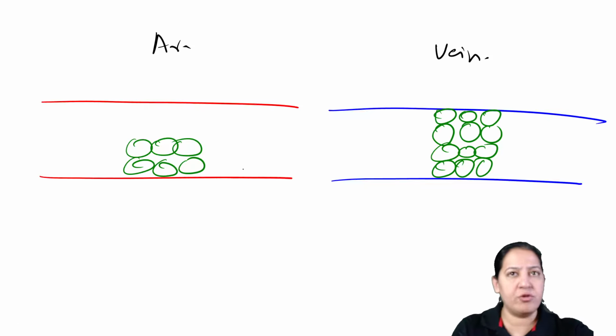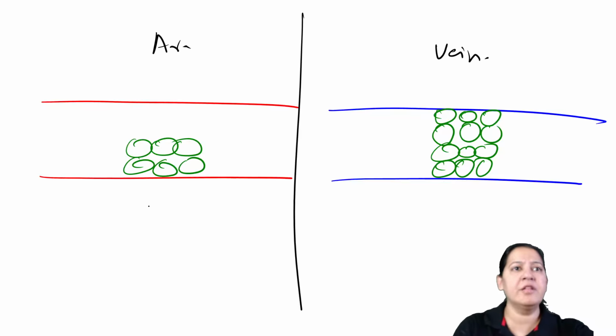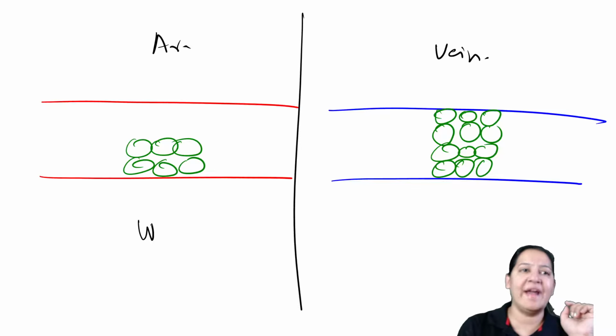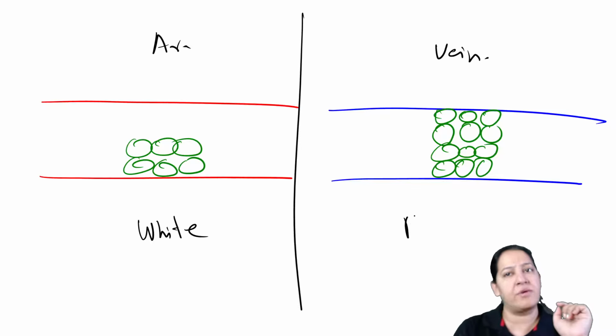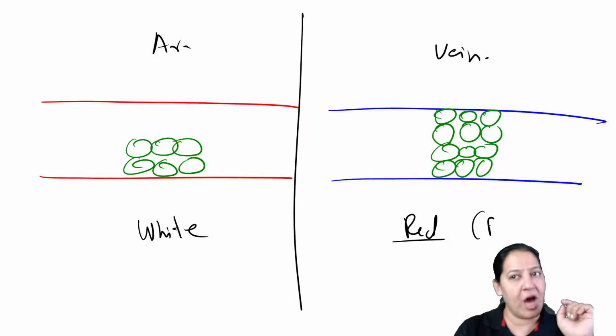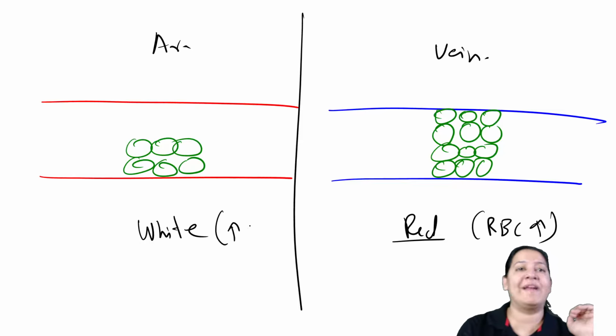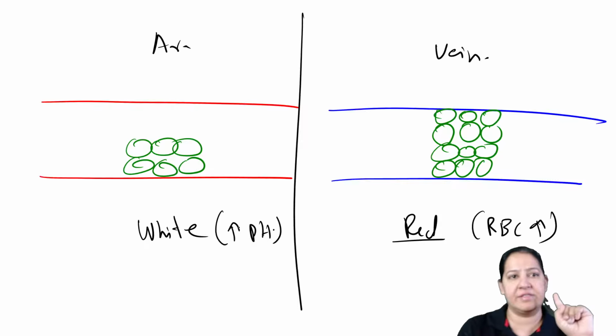Arterial thrombus and venous thrombus, these are the two types of thrombus. Arterial thrombus is white in color. The venous thrombus is red in color. Venous thrombus has more RBCs, that's why red in color. Arterial thrombus has more platelets, that's why white in color. That is the first difference.